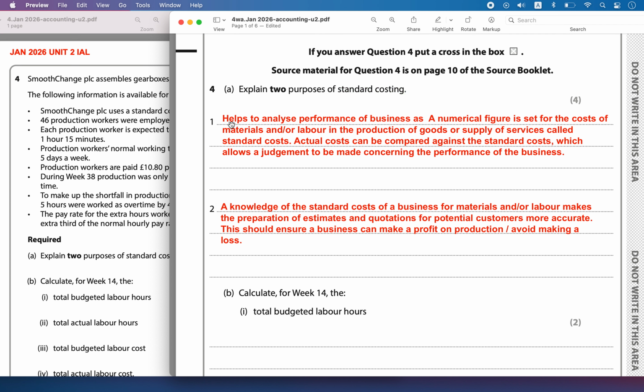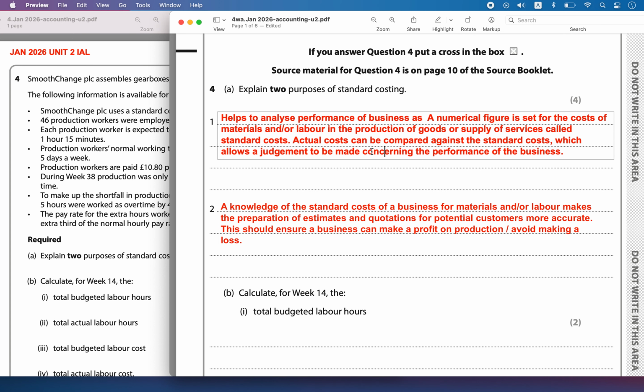How does it do this? First, it helps to analyze the performance of the business, because you are going to set a numerical figure for the cost of materials and labor of production of goods or the supply of services, and those are called standard costs. These standard costs are going to be compared with the actual cost. Once the actual cost happens, you will compare it with the standard cost, and thereby it will allow us to understand the performance of the business, whether the business has performed well or not.